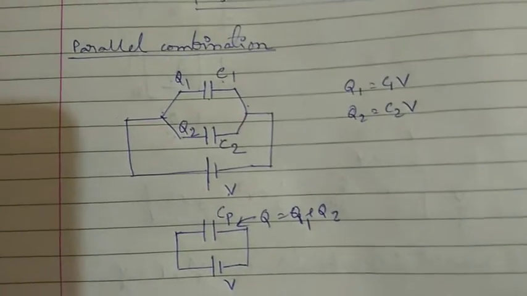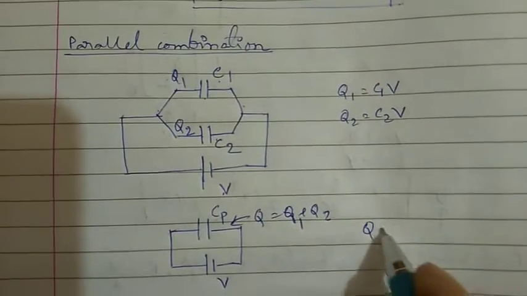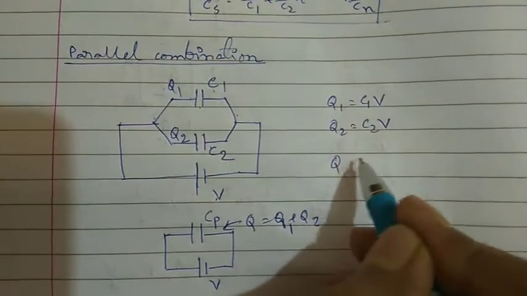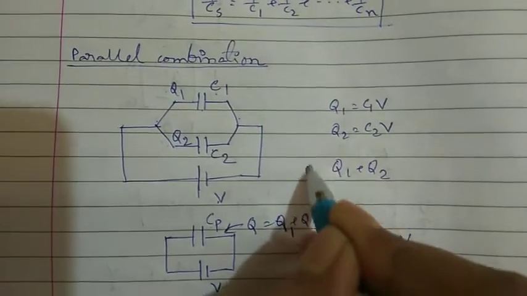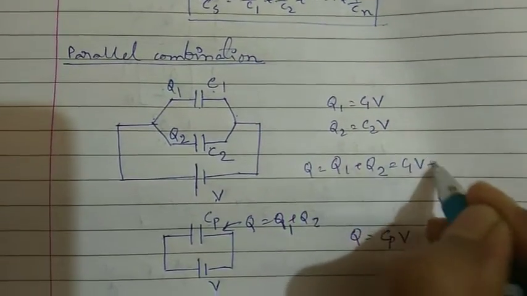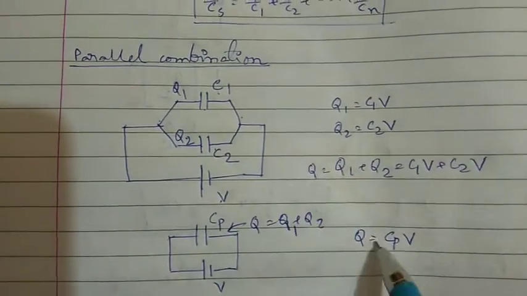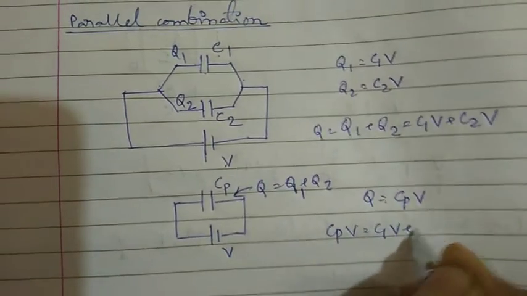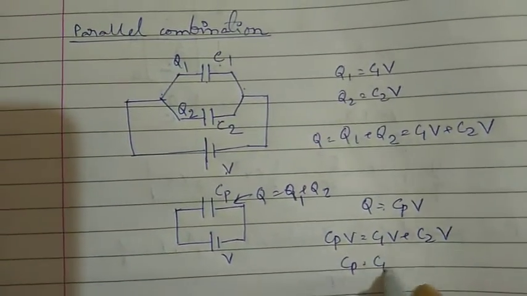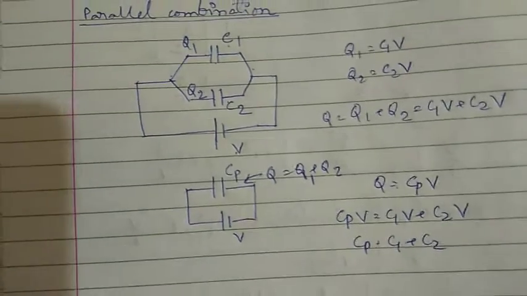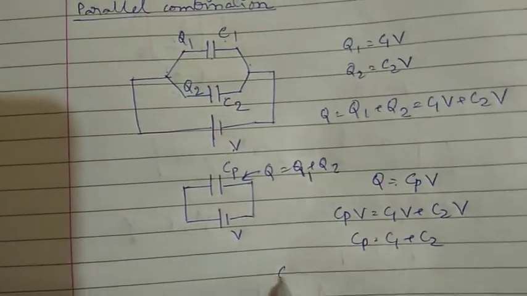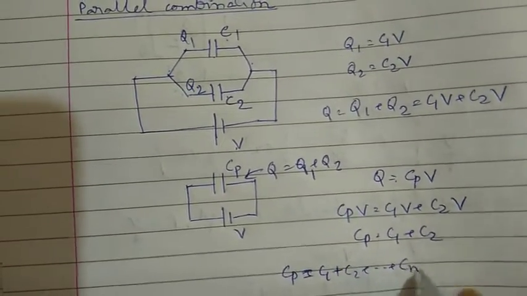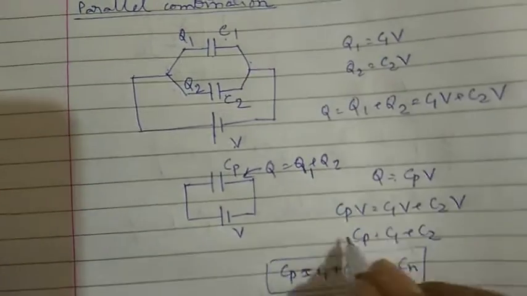So for this case we can write Q equals Cp V, and here the total charge is Q1 plus Q2 equals C1 V plus C2 V. So just compare these two equations and we will get Cp V equals C1 V plus C2 V, or Cp equals C1 plus C2. So for n number of capacitances we can write Cp equals C1 plus C2 up to Cn. So this is parallel combination of capacitance.